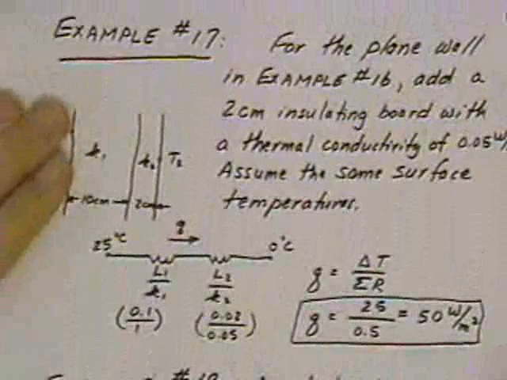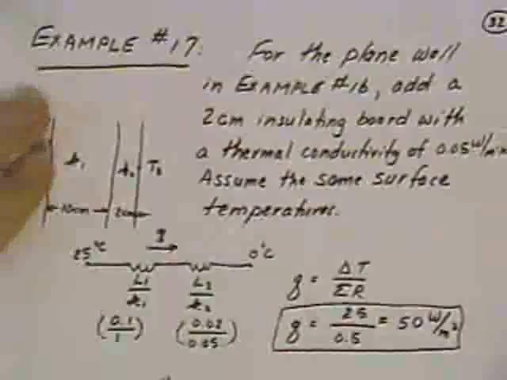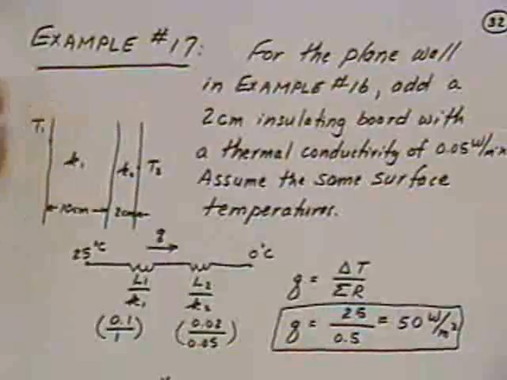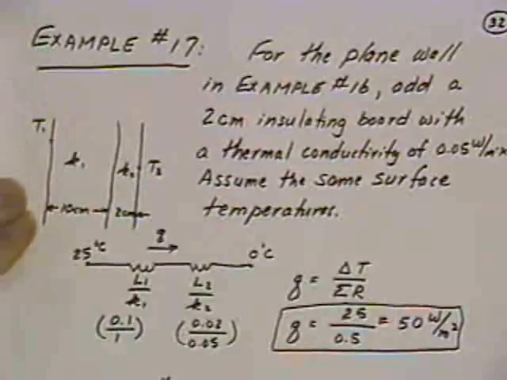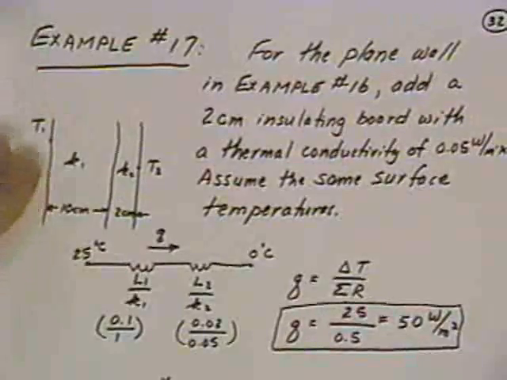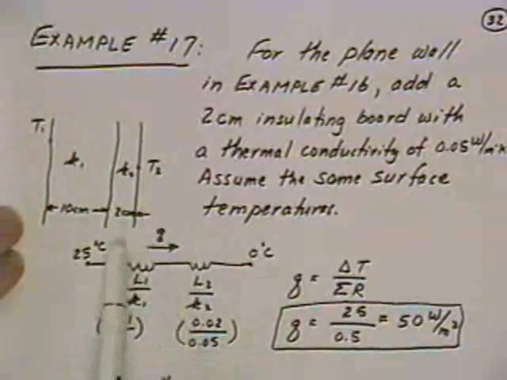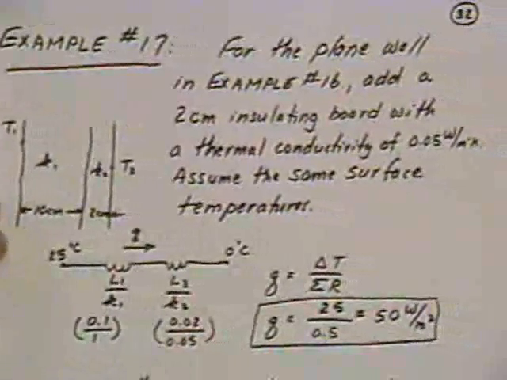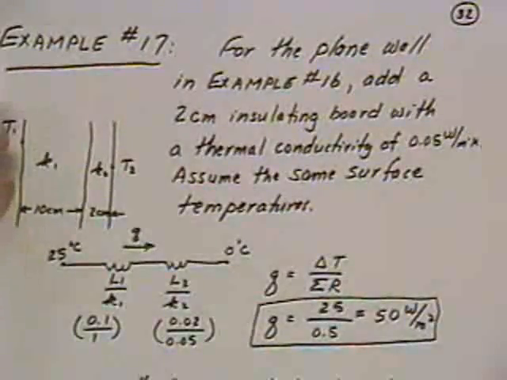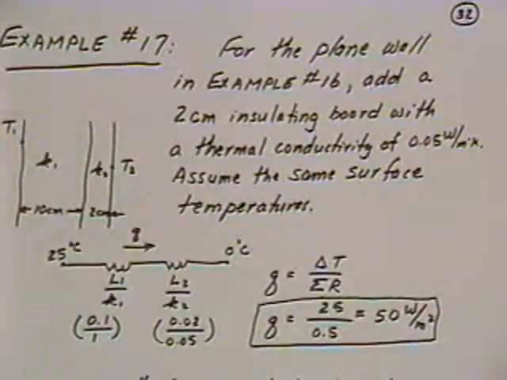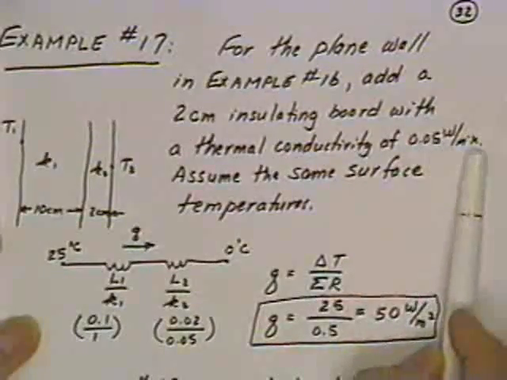Let's add some insulating material onto this wall. Example 17, page 32, which is the last page in the notes. We've got a plain wall. It has the same thickness and same material that we had before, 10 centimeters with thermal conductivity K1 of 1. But now we're going to add in some insulating material. We're just going to put a little equivalent to almost a 1-inch thick insulating board onto this plain wall. So this might be comparable to material that has a fairly good insulating capability of 0.05 watts per meter degree Kelvin.